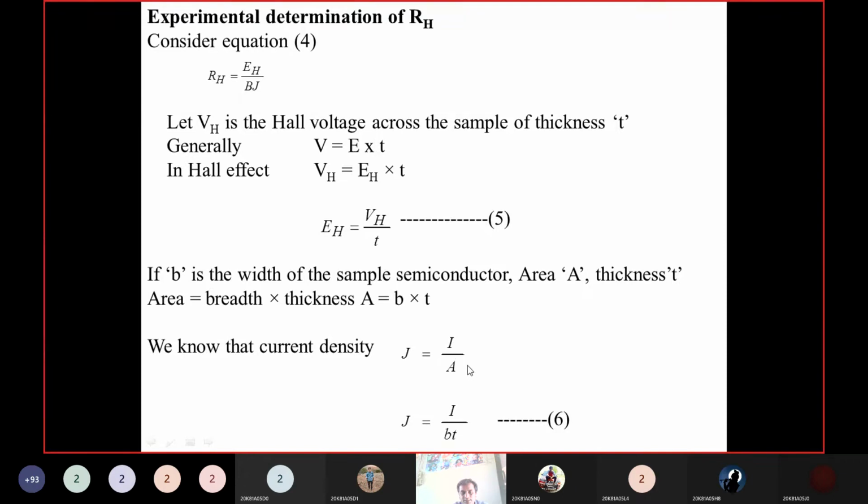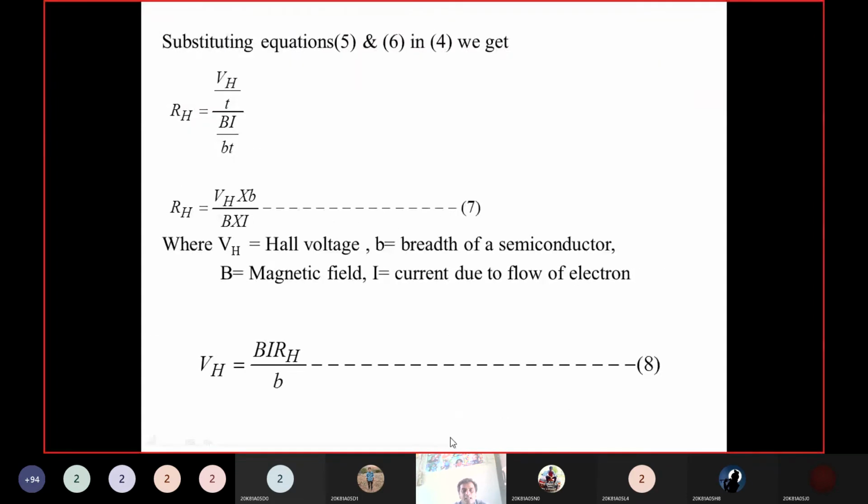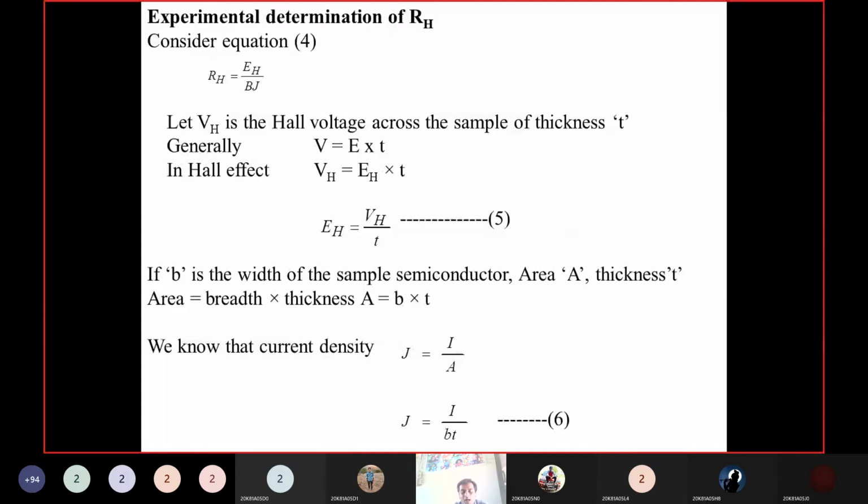So now J is equal to I by B into T. Okay. So now here, RH is equal to EH by B into J. In this formula we are substituting this J value as well as the EH value. EH is equal to VH by T, and here B into J, where J is equal to I by B into T.